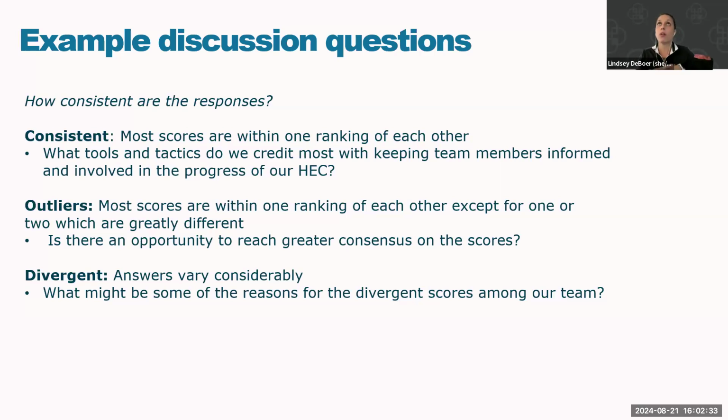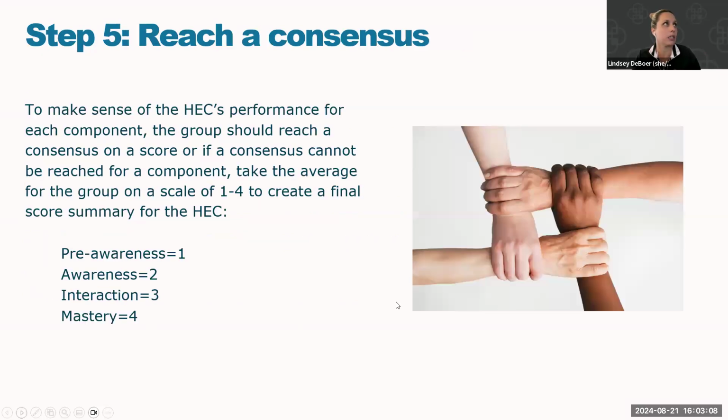If most people are ranking them similarly and maybe 1 or 2 people sort of disagree, really ask them to explain why they rank them differently and what opportunity there is to reach greater consensus on the scores, really talking things through. And if answers are all across the board or divergent, ask what some of the reasons for these scores amongst the team may be, have folks explain why they ranked them the way they did, and see if we can get folks to come in and agree maybe on a different score.